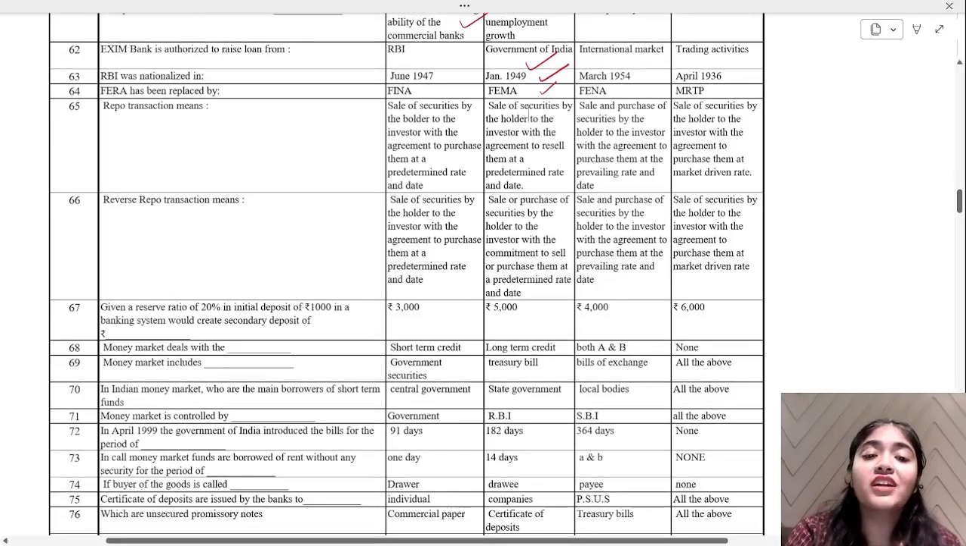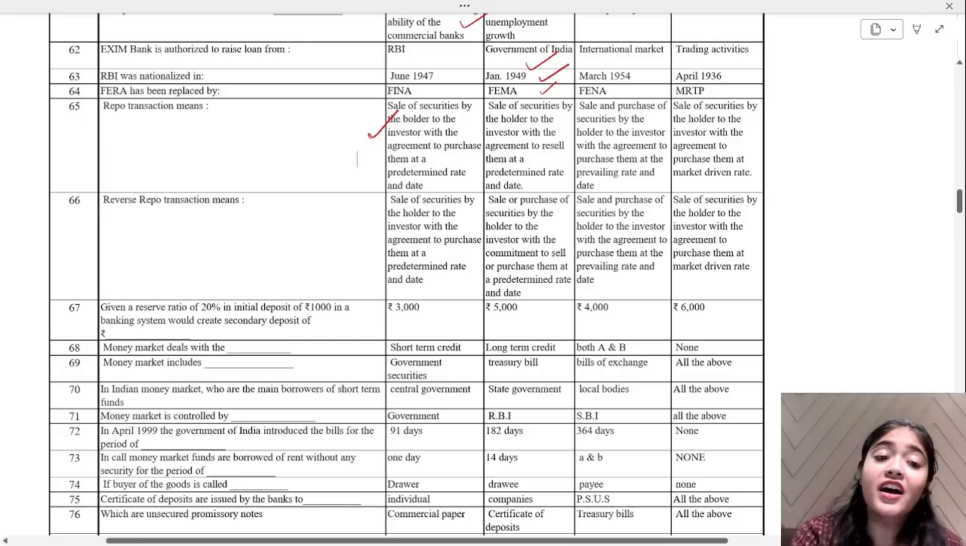Now, repo transaction means sale of securities by the holder to investor with the agreement to purchase them at a predetermined rate and date, or sale of securities by holder to investor with the agreement to resale them at a predetermined rate and date, or sale and purchase of securities with the agreement to purchase them at a prevailing rate and date, or at a market driven rate. So what do you think is the correct one? Yes, sale of securities by the holder to investor with the agreement to purchase them at a predetermined rate.